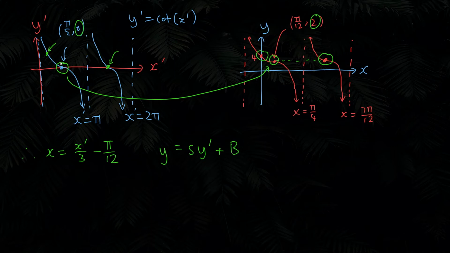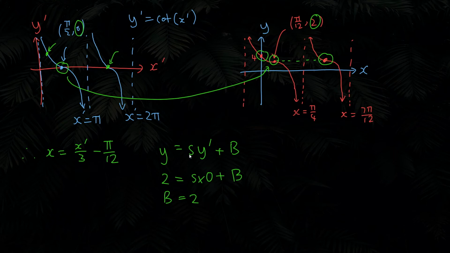So we know that this point is supposed to map to this point. Over here, we have a y value of 2. Over here, we have a y dash value of 0. And so we can just put those numbers in. So 2 equals s times 0 plus b. And notice how lucky this 0 was. This 0 is knocking out our s here. And so we can find the value of b, and it turns out to be 2.